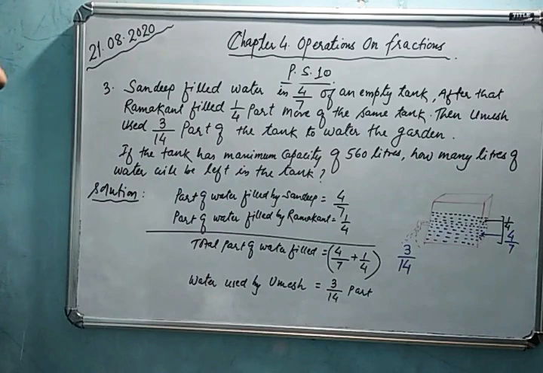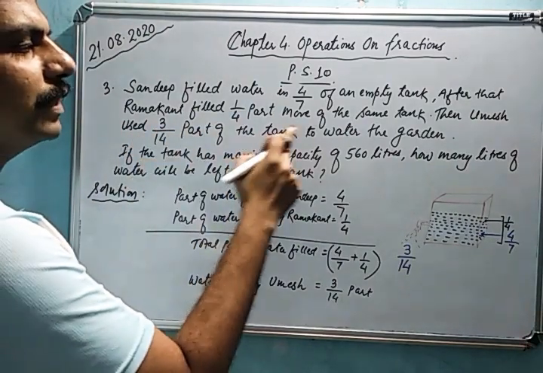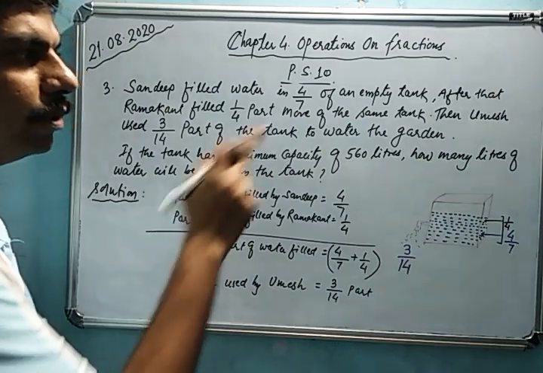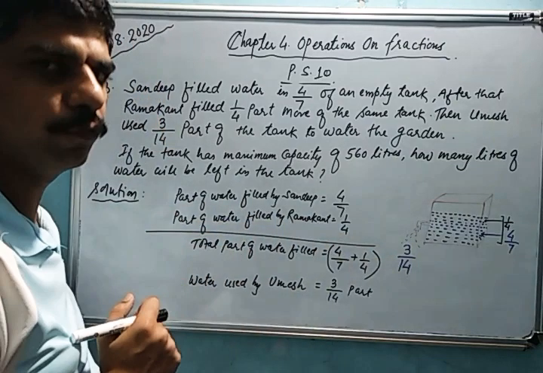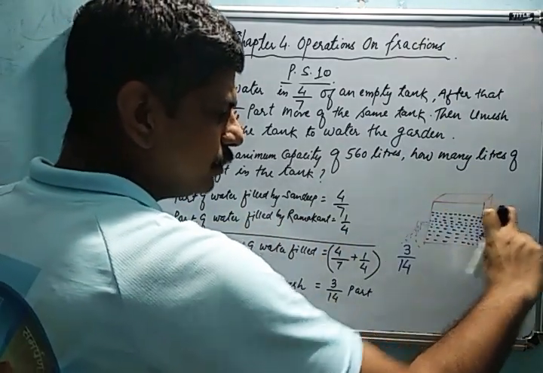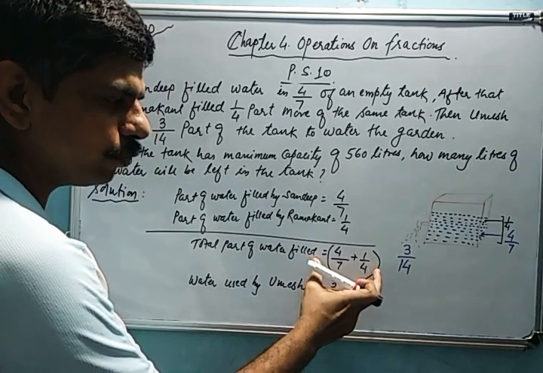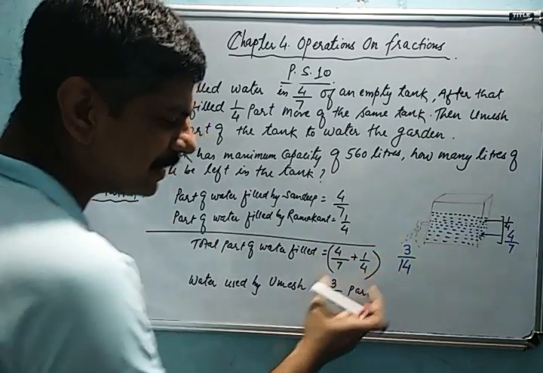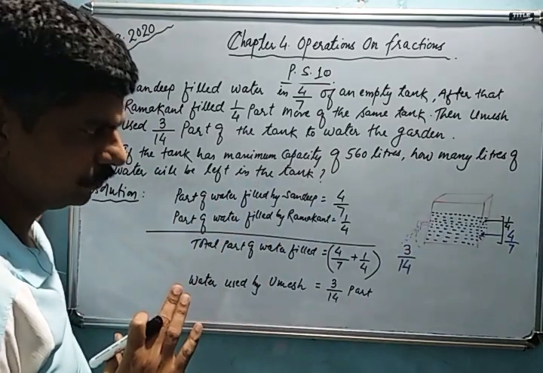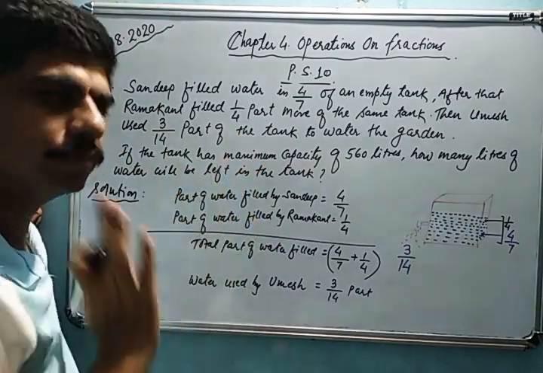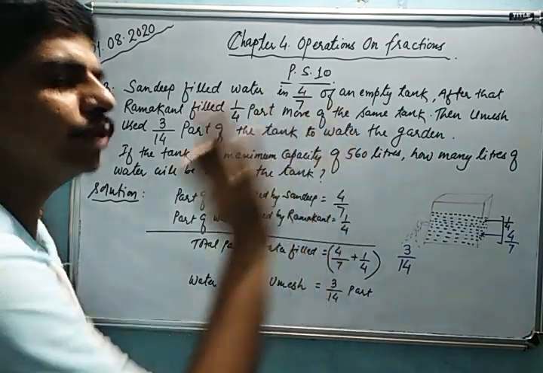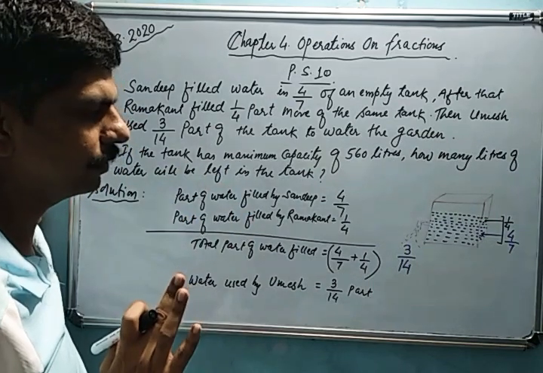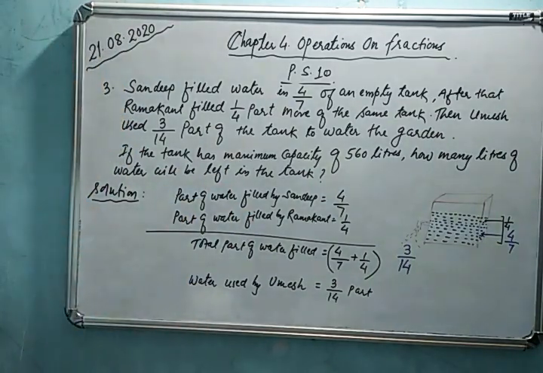Now what is the next part? 3/14 part of the tank was used by Umesh for gardening, right? That means out of this total water, 3/14 has been removed. So I have to add these to get the total water. What was the actual part? And out of that, 3/14 part has to be removed, and that is the left part of the water. So whatever part is there can be converted into the liters of water left over there. Is it clear? So you will note down this part and then we will proceed ahead.